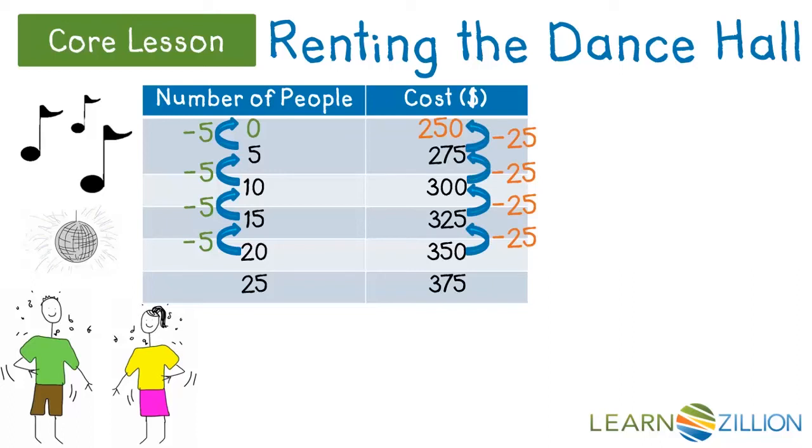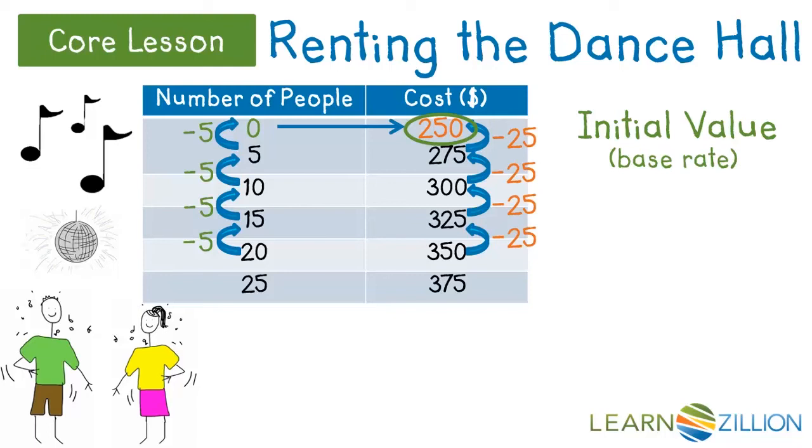Can you determine and interpret the initial value? How much would it cost for zero people? Going up the table, when the number of people decreases by 5, the cost decreases by 25. Down 5, down 25, down 5, down 25. Zero people costs $250. The initial value is $250, but what does that mean? You can infer that the dance hall charges a base rate of $250 plus a certain amount per person.